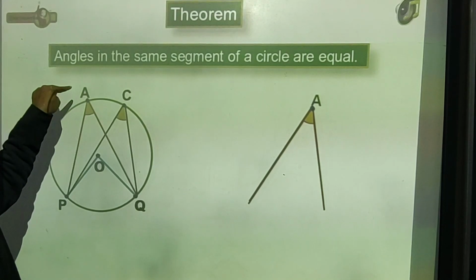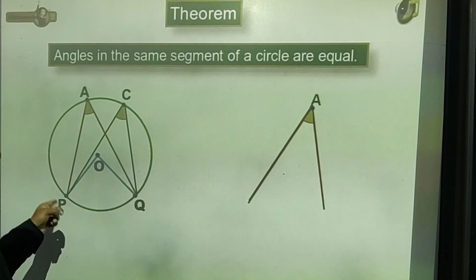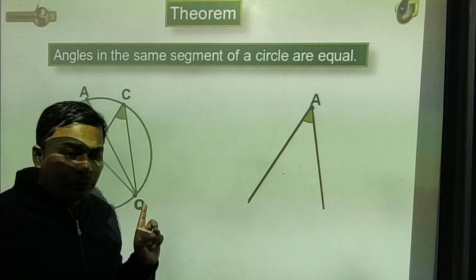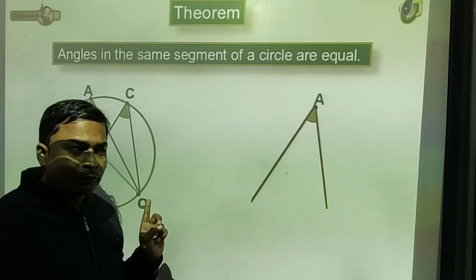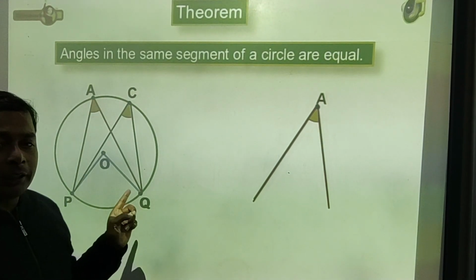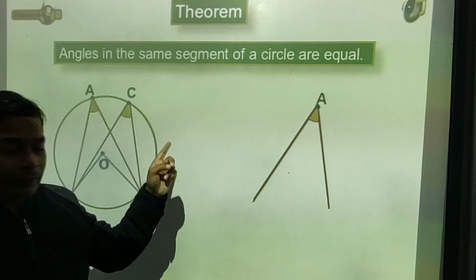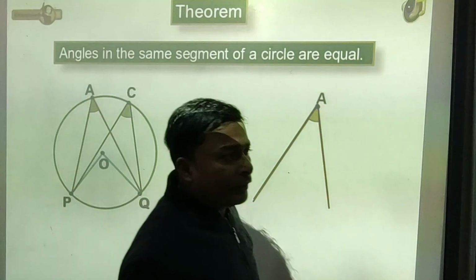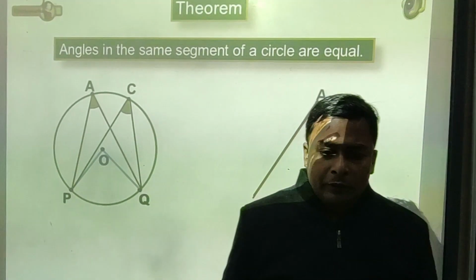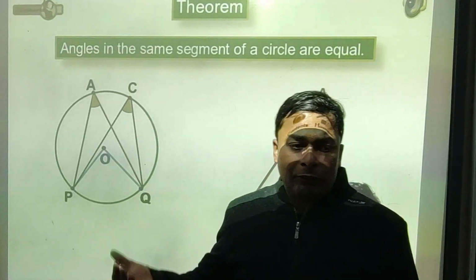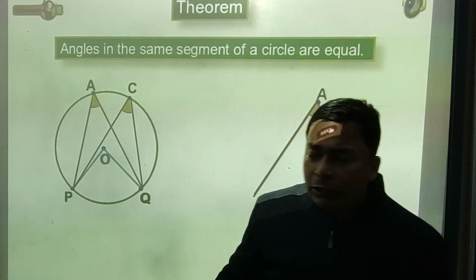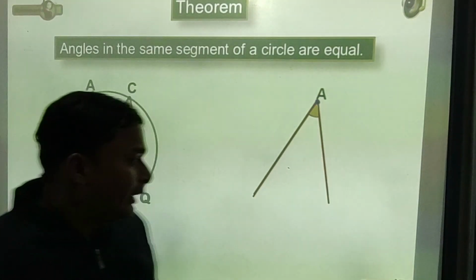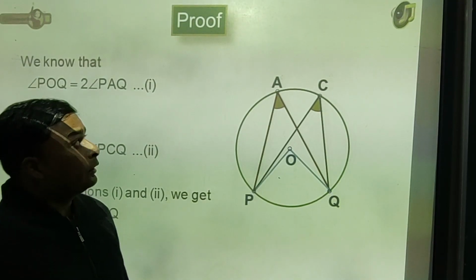What will be the value of angle A? Angle A will be half of angle POQ. Yes or no? Yes, sir. Similarly, what will be the value of angle C? Half of angle POQ. And we already know that if any two things are equal to the third one, then both of them are equal to each other. So let us understand their proof now.